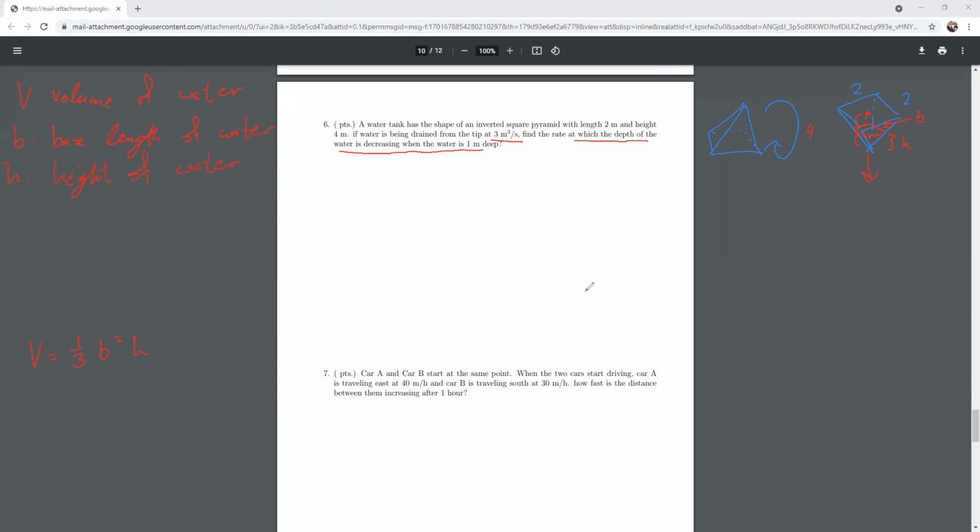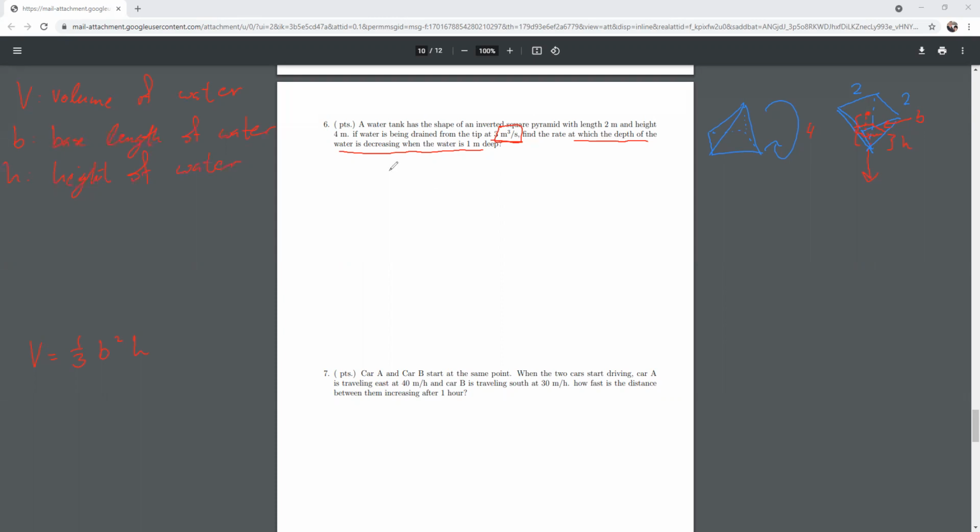Let's now figure out what they're saying. So they tell us that water is being drained at the tip 3 meters cubed per second. So what variable is this associated with? Well, water is always volume, right? You could also think of it as weight, but look at the units here. The units here are meters cubed per second. So we can actually use that to our advantage. Meters cubed is volume. Per second, that makes me think of derivative.